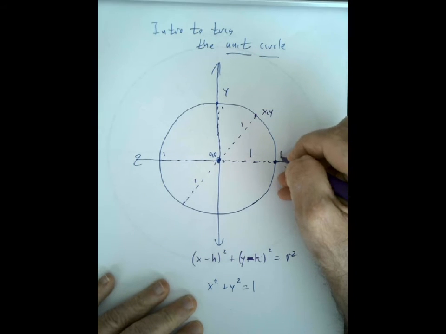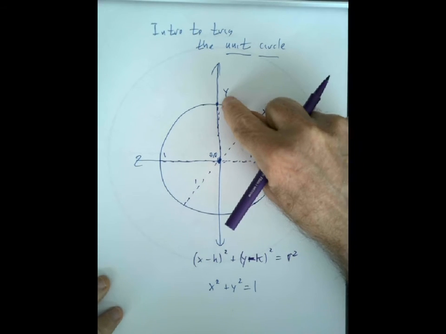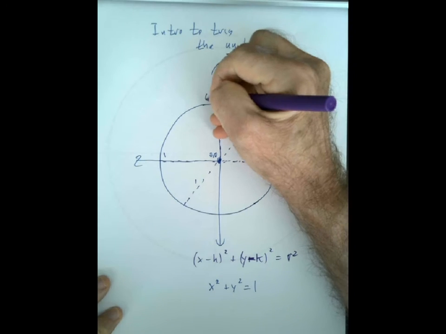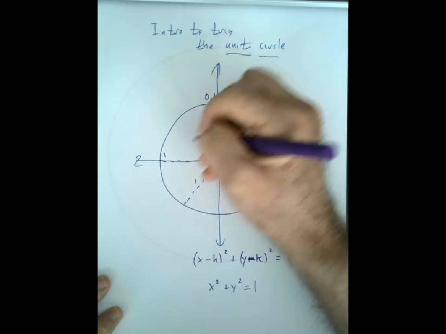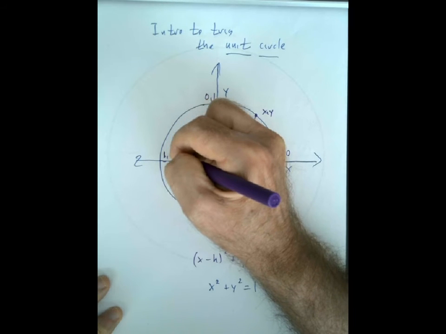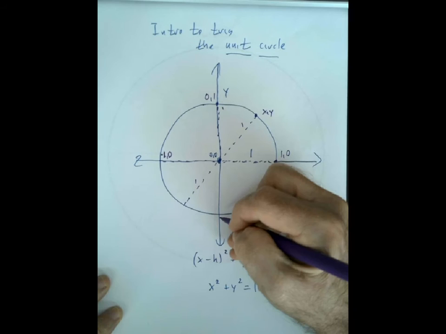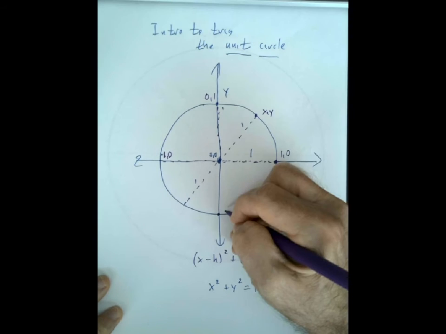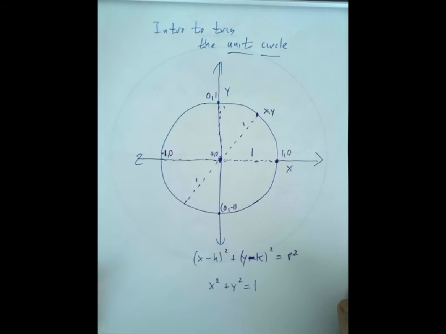That has to have coordinates 1, 0, doesn't it? Right? And up here, this has to be 0, 1 because the radius is 1. This has to be -1, 0. And this has to be 0, -1 down there. Okay?